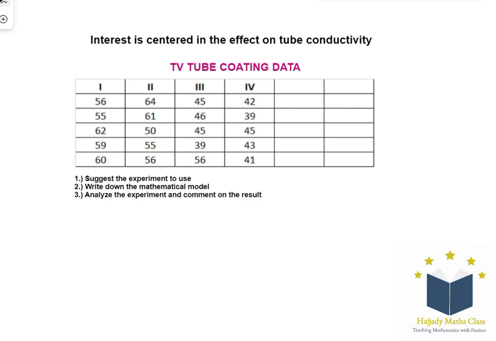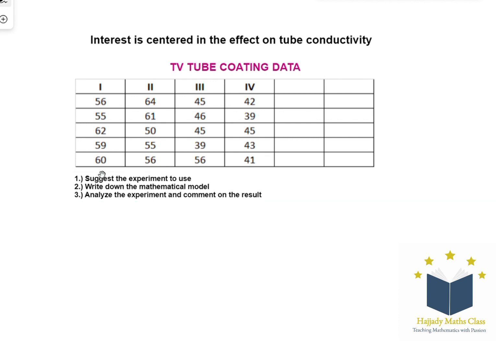So yeah, my class. Today we want to solve this question on the analysis of variance. Here, our interest is centered on the effect of tube conductivity. So we have the data set on the TV tube coating data, which is treatment 1, 2, 3, and 4. So the first question here says: suggest the experiment to use.